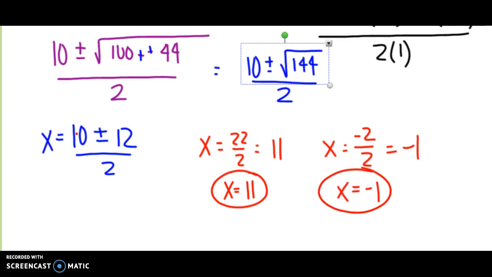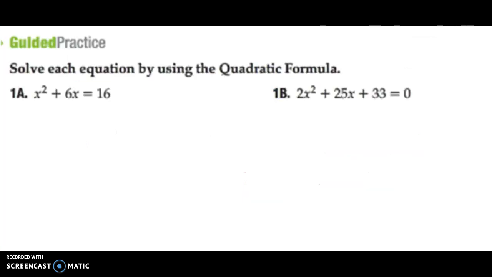Now we could check this. This would be an easy one to check by graphing. We could go to y equals, put in x squared minus 10x minus 11, graph it, and see where it crosses the x-axis. You'll see it crosses at positive 11 and negative 1. We can always check our answers. Here are a couple of guided practice problems that you can try with the quadratic formula as well.